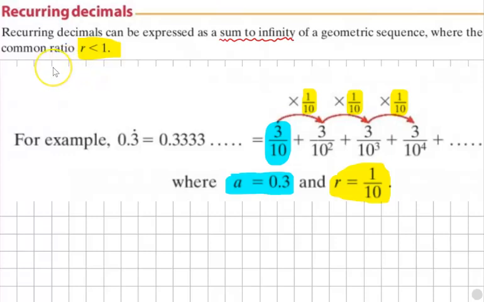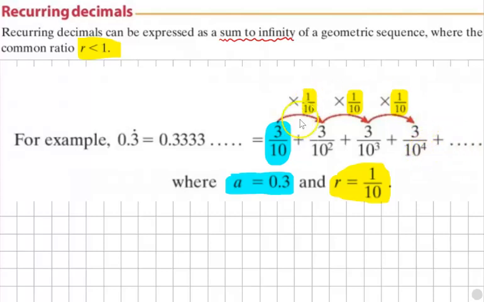Geometric series, recurring decimals. Recurring decimals can be expressed as a sum to infinity of a geometric sequence where the common ratio r is less than 1. So for example, 0.3 with a little dot means 0.3 recurring, which is equal to 0.33333333 dot dot dot on and on forever, which can be broken down as 3/10 plus 3 over 10 squared plus 3 over 10 cubed plus 3 over 10 to the power of 4 plus dot dot dot on and on forever.